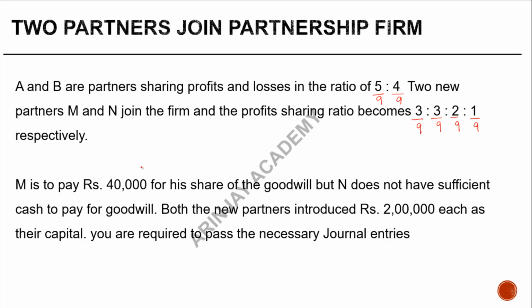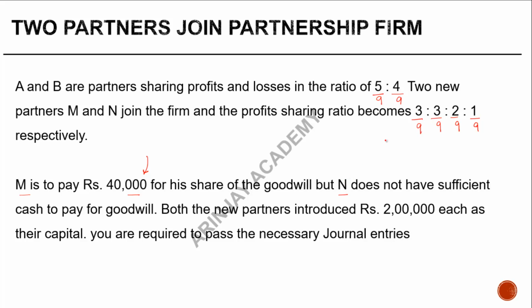M is to pay 40,000 for his share of goodwill, but N does not have sufficient cash to pay for goodwill. Both the new partners introduce rupees 2 lakh each as their capital. You're required to pass the necessary journal entries. Now, first thing first is that you know how much is being paid by M for goodwill, but you are told that N does not have sufficient cash to pay for goodwill, right?